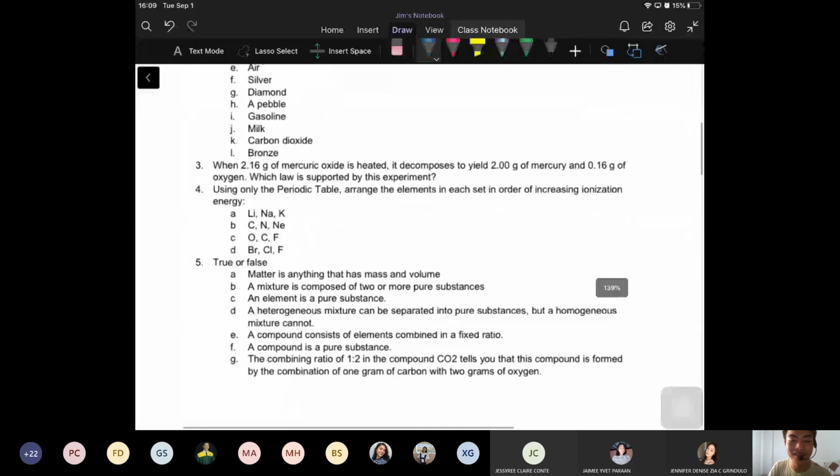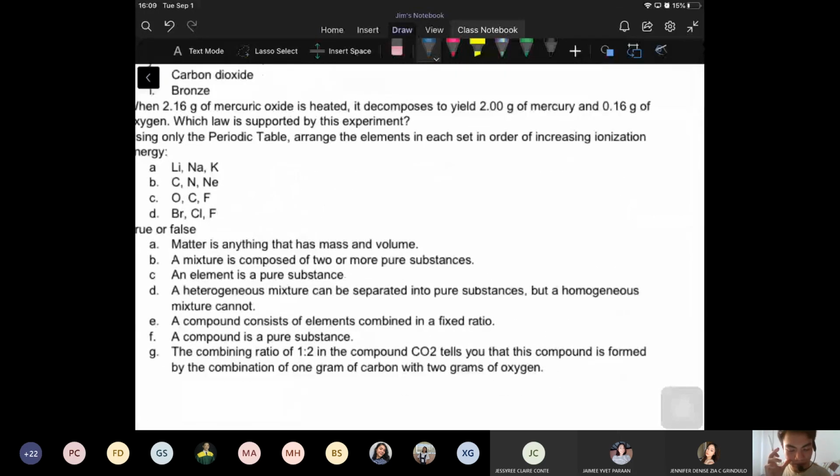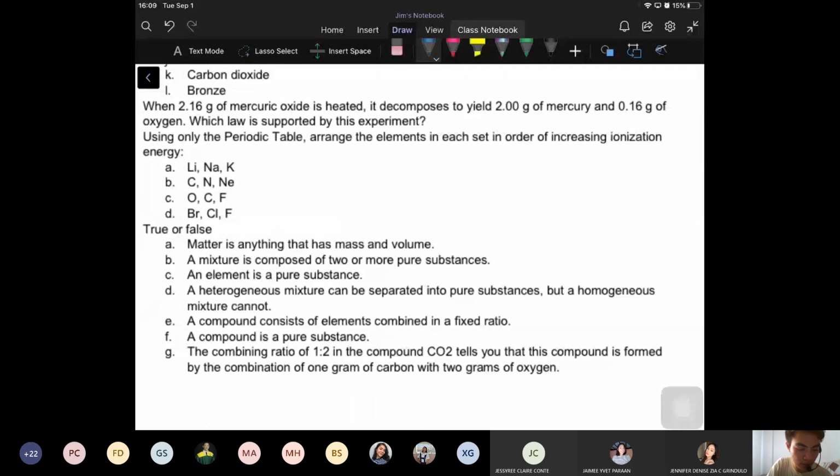Sige. So, to sum up our discussion, siguro sagutan na lang natin to, A to F, no? Kasi yung letter G sa lab yan, eh. Let's answer the following. True or false? Letter A. Matter is anything that has mass and volume. Sabay-sabay. Ang sagot ay true, di ba? So, true yan.